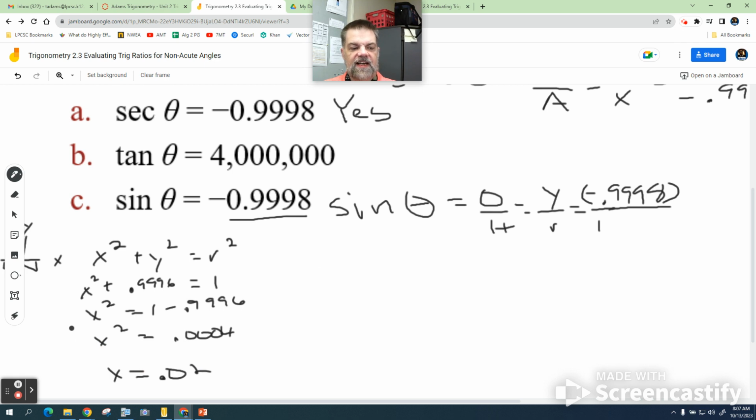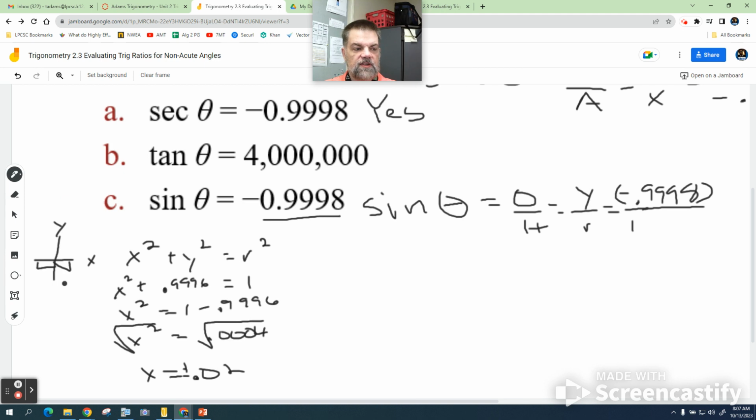Okay? Now, technically, when you take the square root of both sides, your x value can be positive or negative 0.02. And that would satisfy this requirement, because I could have a negative x value over here or a positive x value over here. So this one is yes. And we'll verify all these in a second.